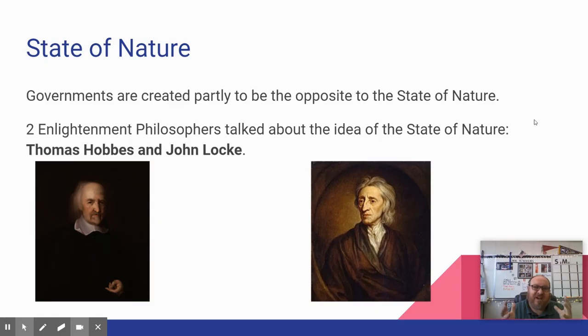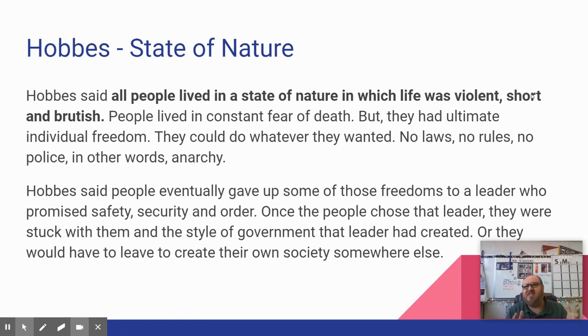Okay, governments were essentially created to be the opposite of something called the state of nature. Two Enlightenment philosophers, Thomas Hobbes and John Locke, talked about the idea of the state of nature, and they had some similar as well as some different ideas about this state of nature. Thomas Hobbes said that in this state of nature, all people lived in a state of fear. Their life was very violent. It was short. It was brutish. They lived in constant fear of death, anxiety, but they had ultimate freedom.